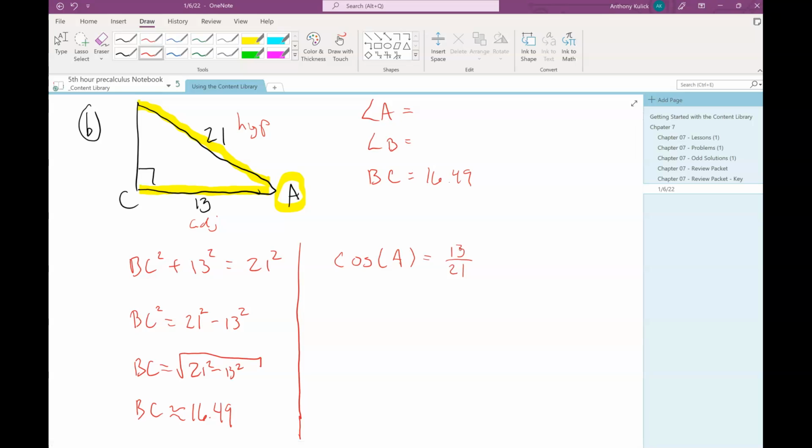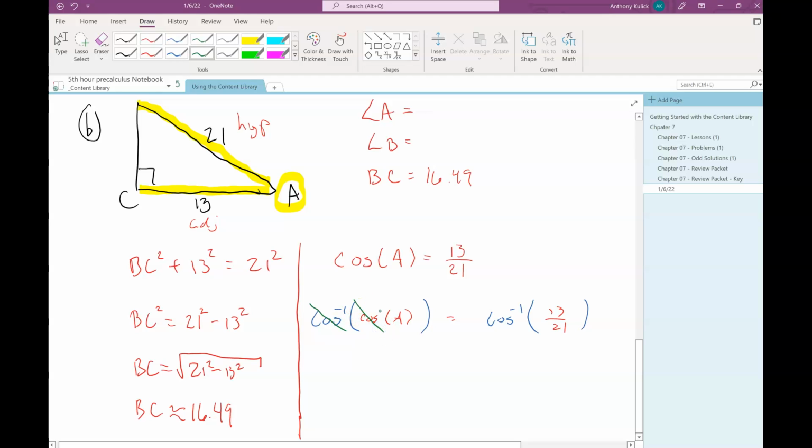Everybody good to here? So we have to get that angle A by itself. So I need to get rid of the cosine that's in front of it. How do I cancel that out? Victoria? Excellent. Inverse cosine, right? So I'm going to do cosine inverse to both sides, because cosine inverse cancels cosine out.